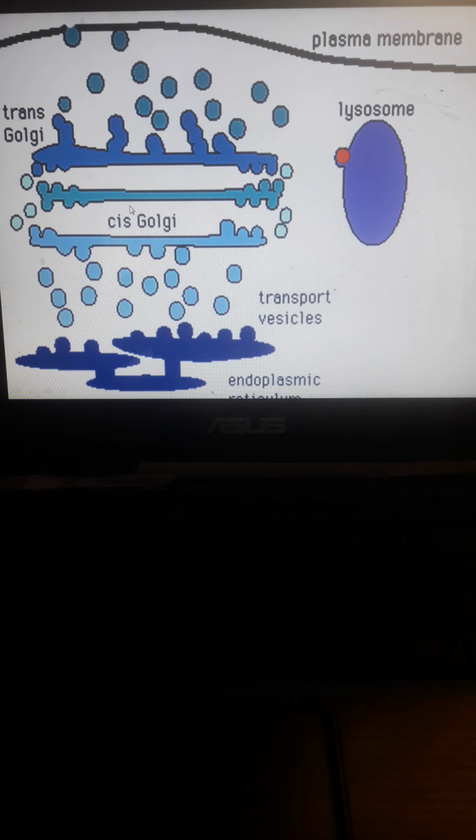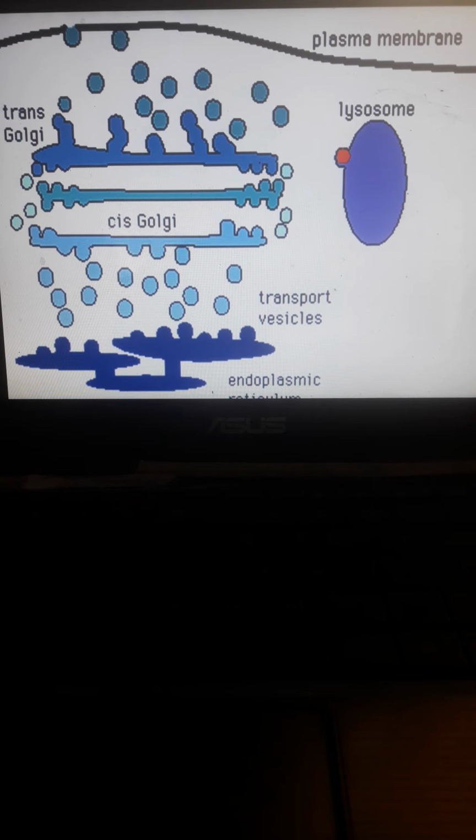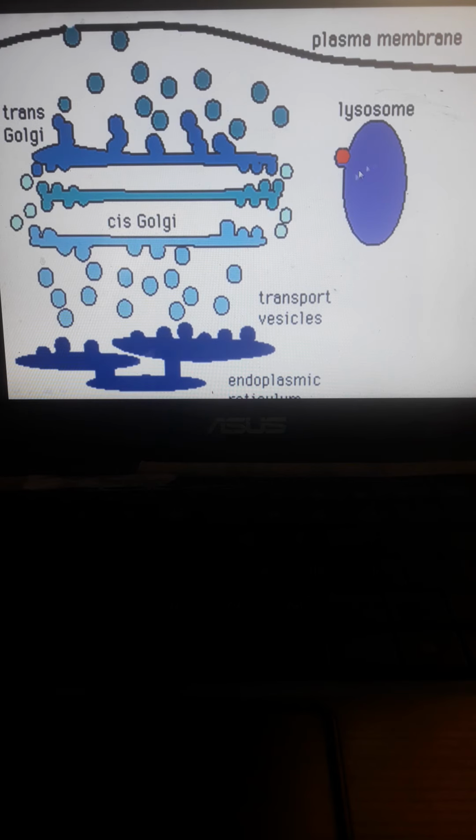Try to look at our video diagram presentation. The endoplasmic reticulum releases the proteins that are transported by a vesicle to the cis Golgi apparatus, then pass to the medial, then the trans, and then a vesicle receives the proteins and supplies them to the plasma membrane, because the plasma membrane needs more proteins for its structural framework. Some proteins are also digested by the lysosomes.